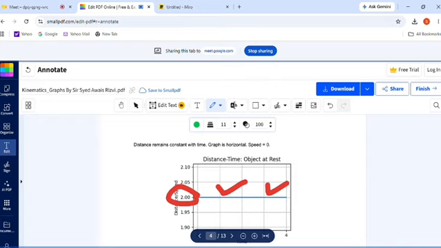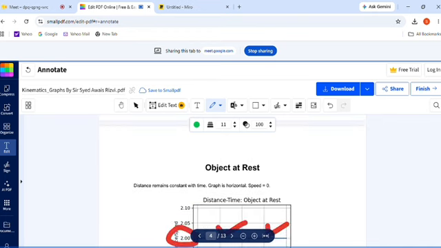So first of all, you should know the word gradient. Gradient means the change in y and the change in x. So whenever there is a change in y and change in x, the slope or the gradient always exists. There are four cases in the distance time graph we have studied.